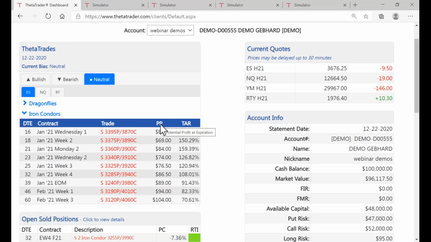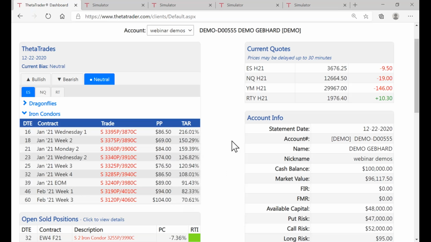And it lists here your potential profit at expiration for every trade. And this is your targeted annualized return at expiration. I should point out that we always want to get out of our trade before expiration. So this number here, you cannot realistically expect to generate this type of annualized return. This is here just to compare one trade or one condor to another. That's really why this number is there.